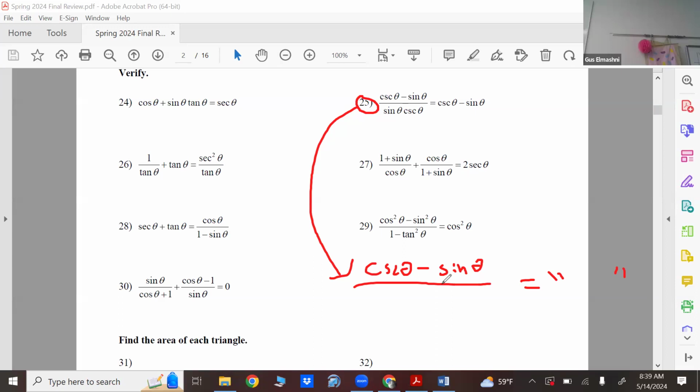Can I make that denominator go away right away? How? What should I do to that cosecant? What is cosecant as an identity? 1 over sine. Sine times 1 over sine? They cancel. And it's done. It's literally a one-step process. Well, 2 steps, I guess. And then those go away.